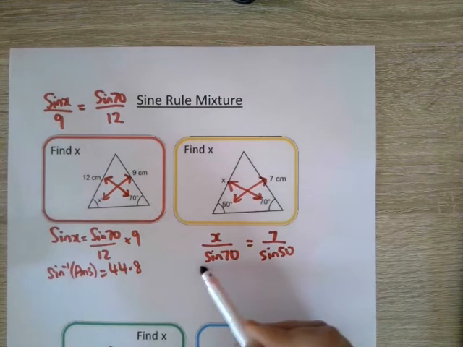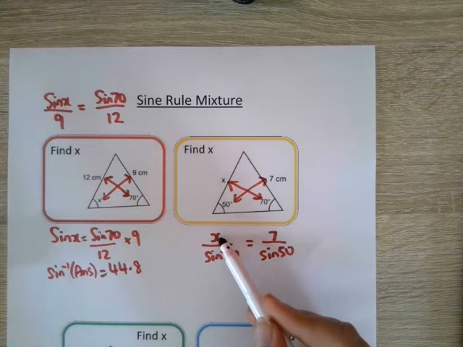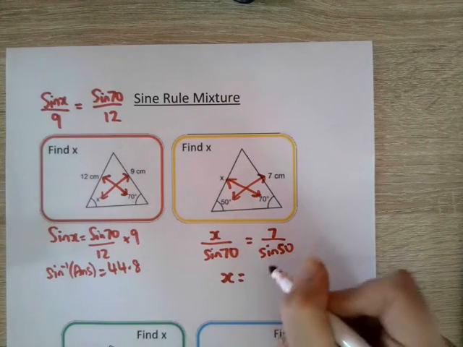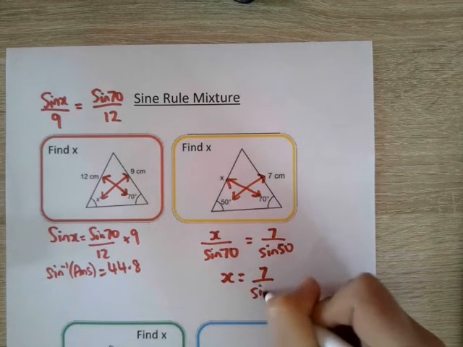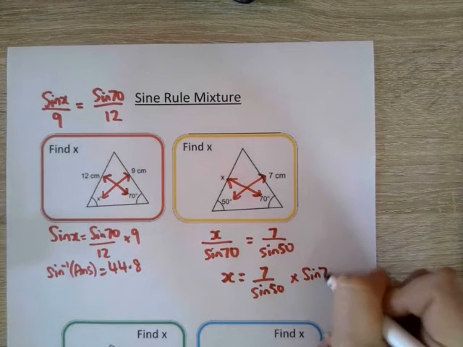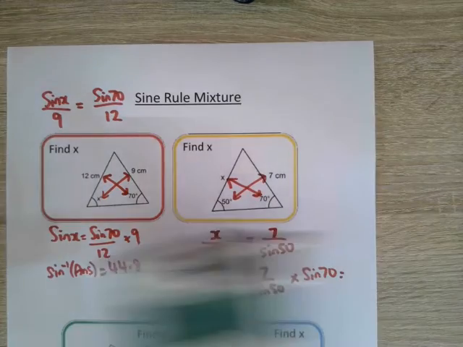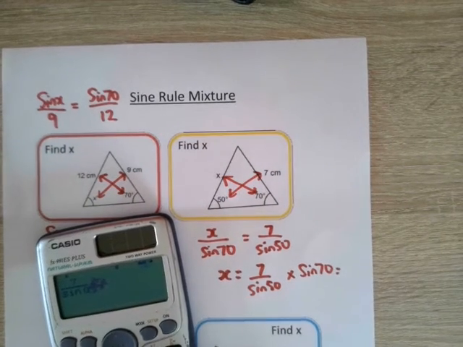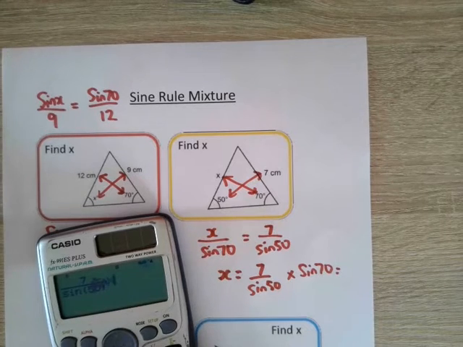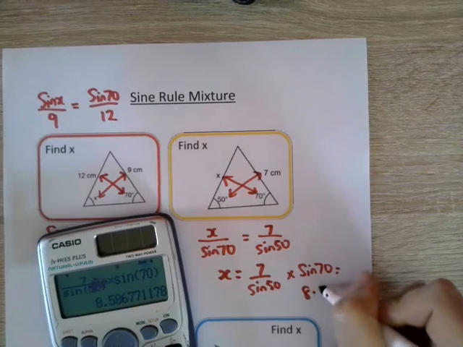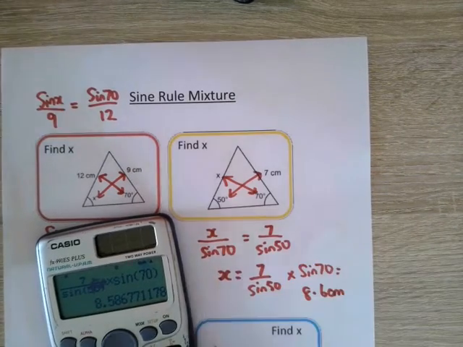This time, when we times by sine 70, you can see that's just going to get us the x there. So we won't need to do anything else to our answer. So it's just going to be 7 over sine 50, and then times it by sine 70. Right, so that is 8.6, that would be centimetres.